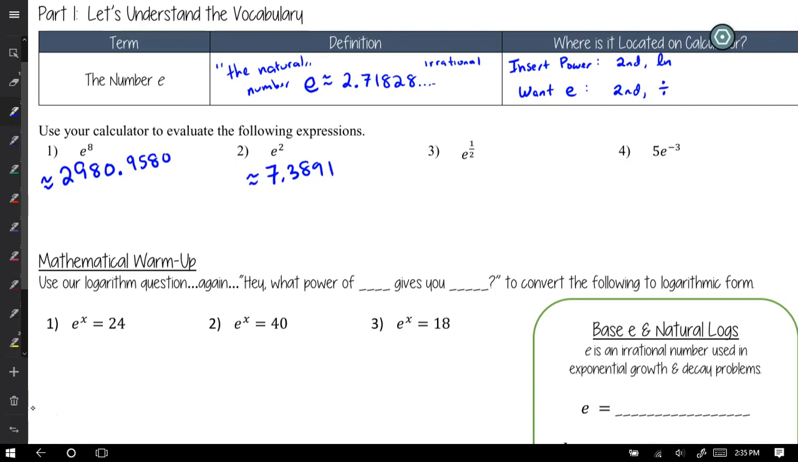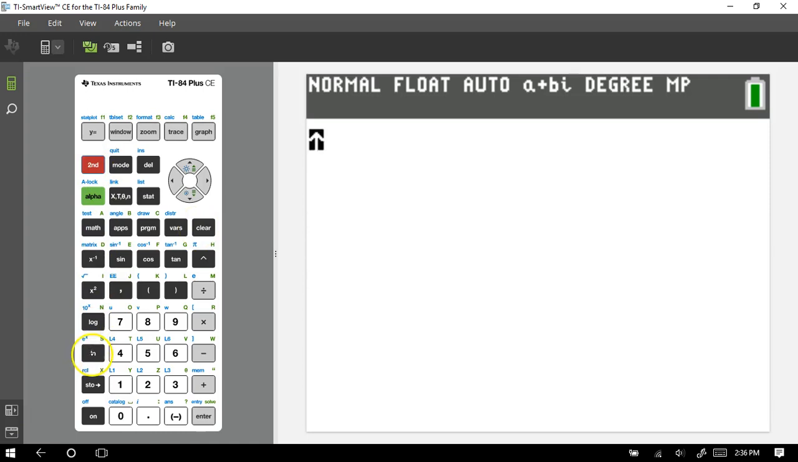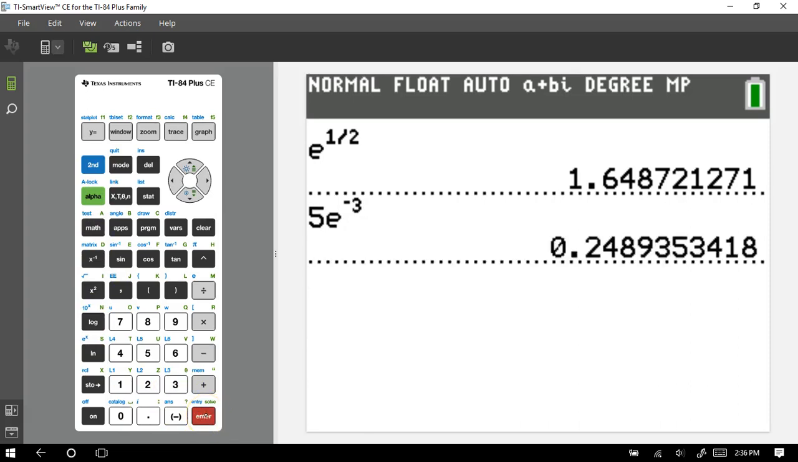The other ones I'm going to do are e to the 1/2 power, and the last one, just type it in the way it appears, is 5e to the negative third power. So let's check those out. I'm going to do second ln, because that's what I like to use, and a 1/2 power, so I'm just going to type in 1/2. It stays in the superscript, so I'm good. Hit enter. Then I type in 5, second e, and a negative power, negative 3. Hit enter. There are my two values.